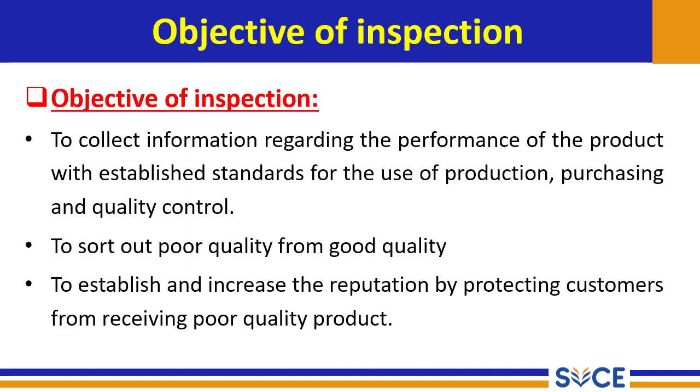The objective of inspection. The major objective is to collect information regarding the performance of a product against established standards for use in production, purchasing, and quality control, and to sort out the poor quality from the good quality. That is another main purpose of doing the inspection, and to establish and increase the reputation by protecting customers from receiving poor quality products. So that is also one major aspect. We need to make sure we are increasing the reputation and minimizing the poor quality products. That is another aspect of inspection.